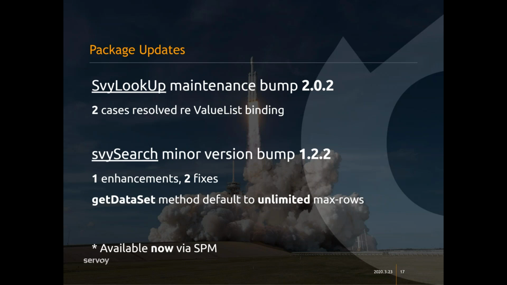We have a really popular search API for text-based searches that's been out for a very long time. This one got a couple of enhancements, or one enhancement and a couple of fixes. There is a method in there to get the results of the search as a data set, and there's a parameter in there that's optional, the max number of rows. If you didn't specify it, it would default to 0, which I guess didn't make a lot of sense. So now, if you don't specify it, it defaults to unlimited rows.